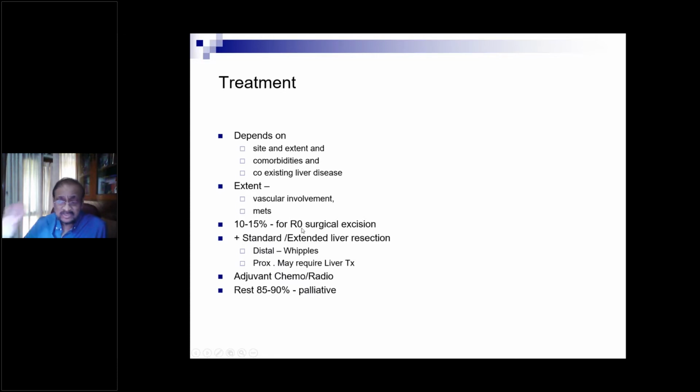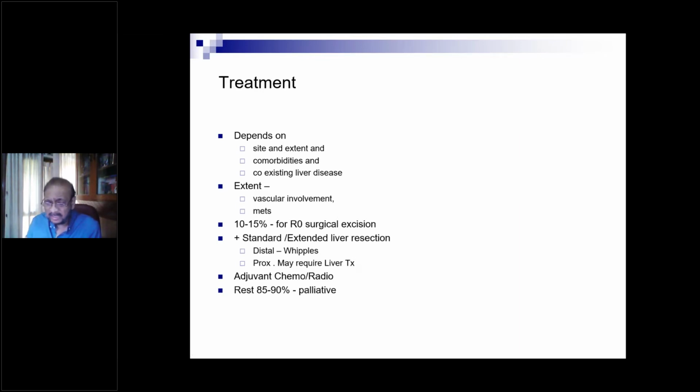R0, remember, whenever you say R0, you're talking about microscopically clear margins. Remember, when you say R0, it's not only for stomach. Forget that. R0 basically means you have to have a microscopically free excision margin. That is R0. So you're looking for R0 surgical excision possible only in 10 to 15% of cases. That may have to be combined, not in all cases, with standard or extended liver resection with distal Whipple's, or proximally may require a liver transplantation. So that tells you what a formidable disease we are talking about.